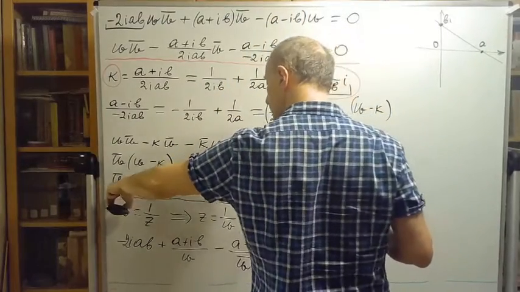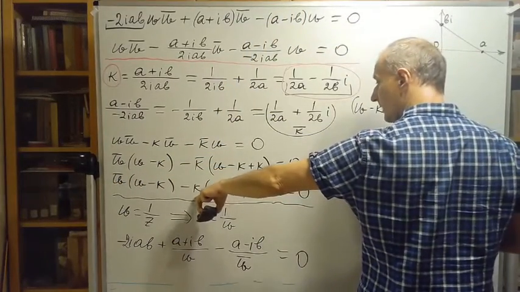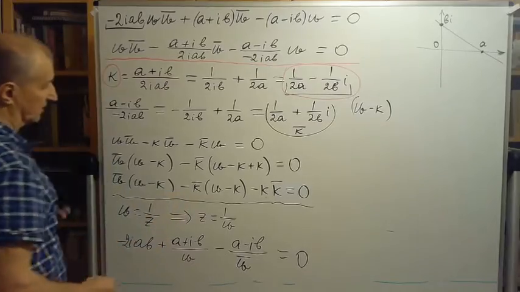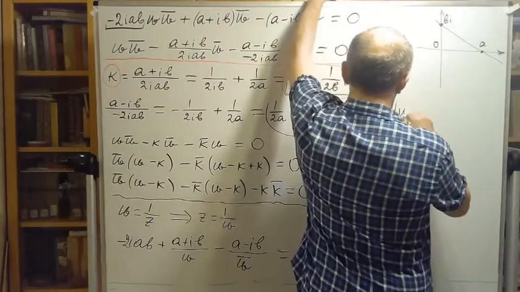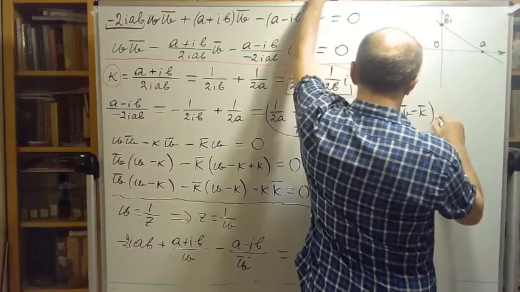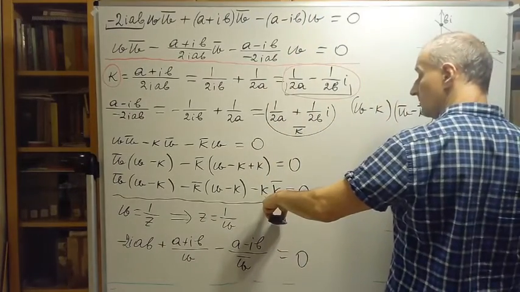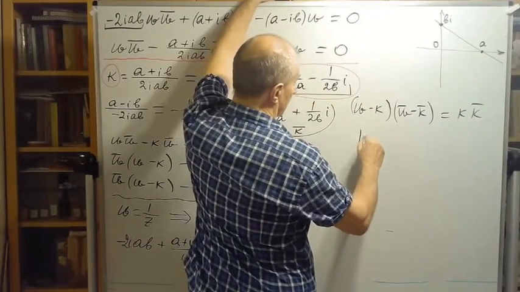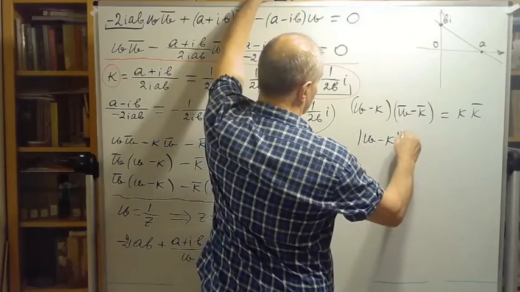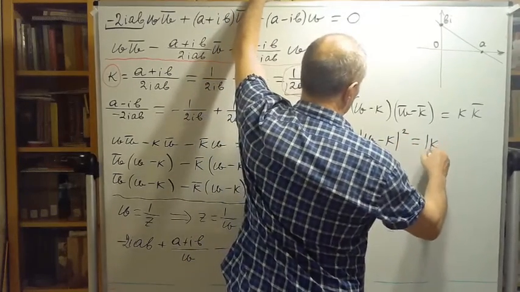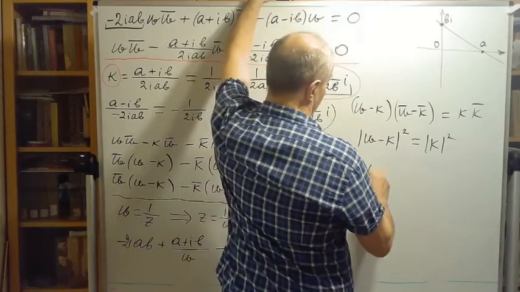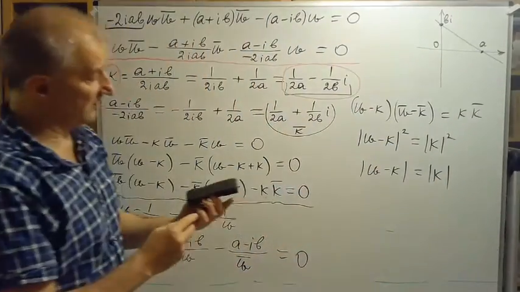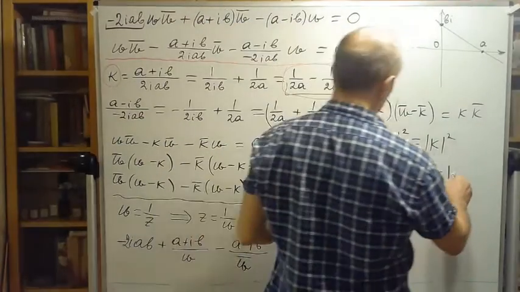When I factor it out, what am I left with? W conjugate minus K conjugate. Yeah, this is K conjugate, I forgot to call it conjugate. W conjugate minus K conjugate, and this term K conjugate I will take to the right hand side. So what's left here? Modulus of W minus K squared equals modulus of K squared, or W minus K modulus equals modulus K. So this will be equation 2 for today.